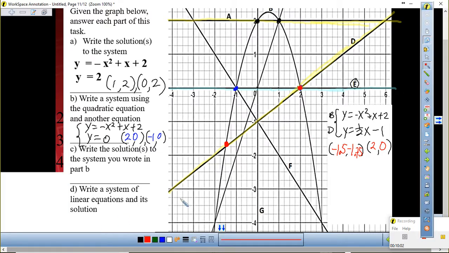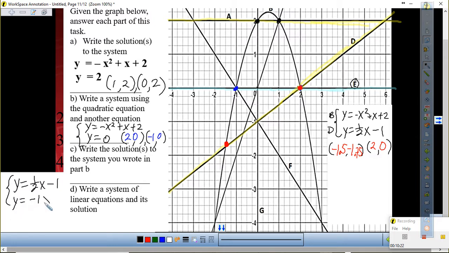So, Jason, pass to someone. I need a system of linear equations. Sergio. One half x plus 1, minus 1, negative 1x minus 1. All right. So he's using this line, the one we just used, letter D, and negative 1x minus 1. Let's see, minus 1, and it's a negative slope. It's going down 1 to the right, yes. So he's using line F.